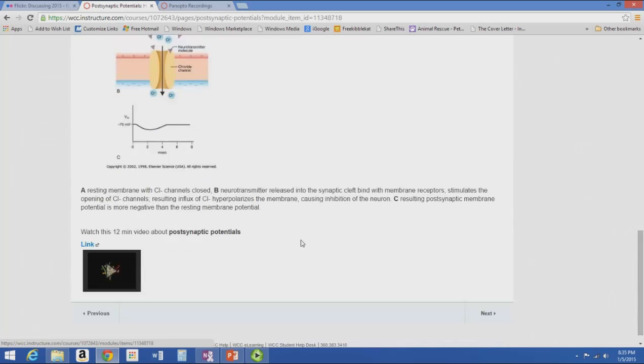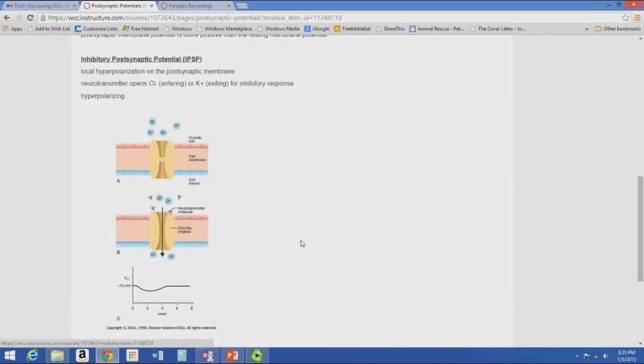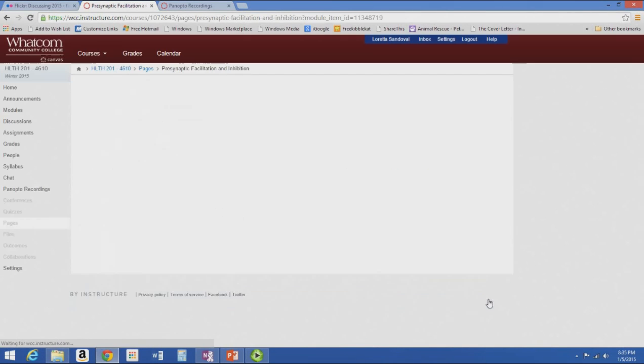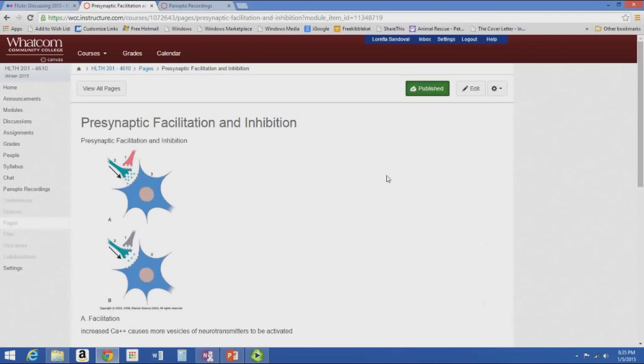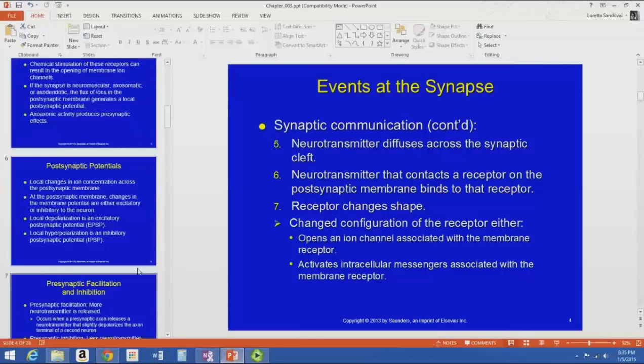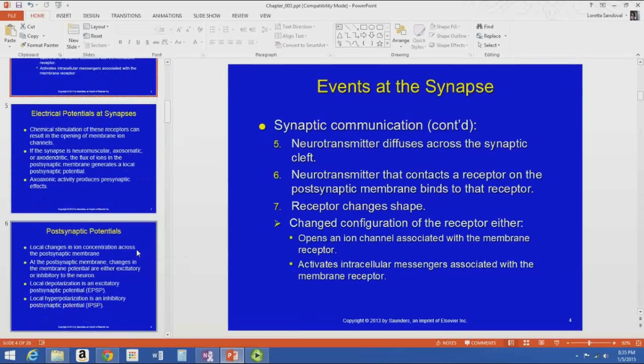Okay? So those diagrams are straight out of the book, just like all the diagrams. Well, not every single one of them, but there you go. There's a little 12-minute video about postsynaptic potentials. Again, you can watch it or not, as you prefer. So there are also some PowerPoint slides about the postsynaptic potentials. They go over the same stuff we just talked about. An excitatory postsynaptic potential is local depolarization, and inhibitory is local hyperpolarization.